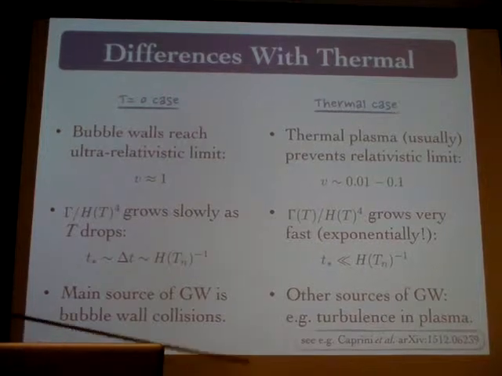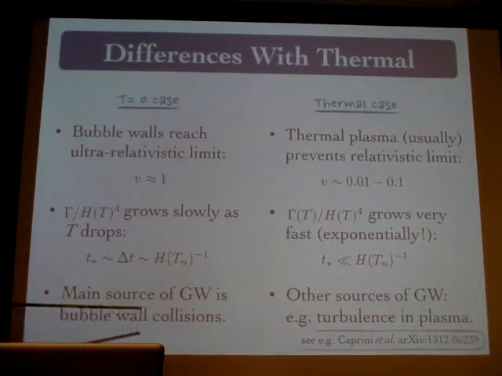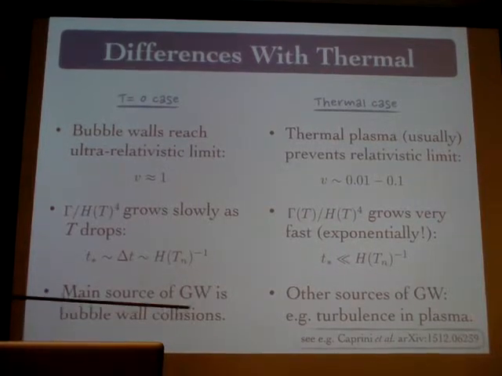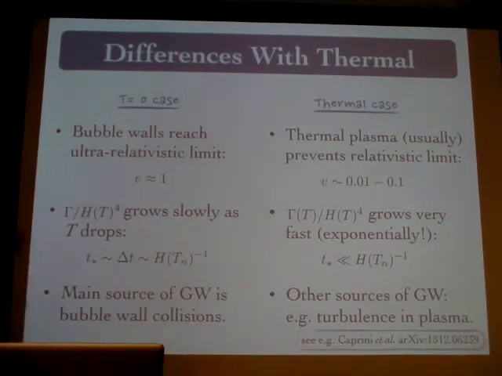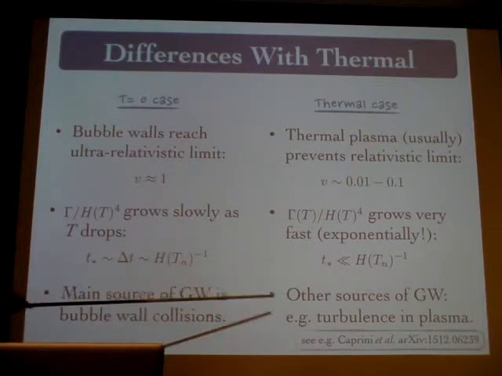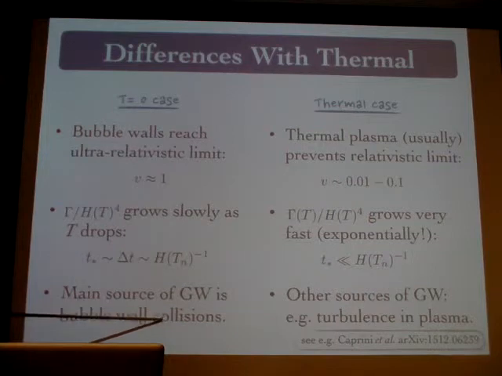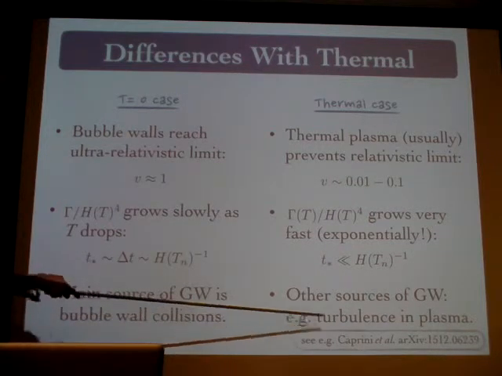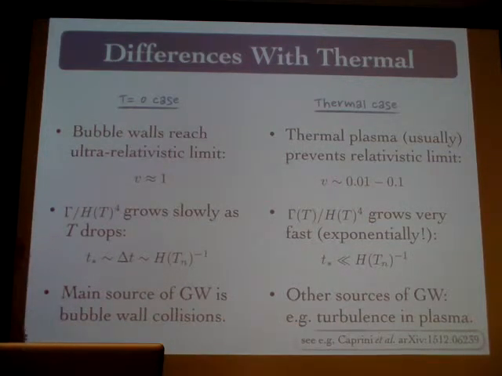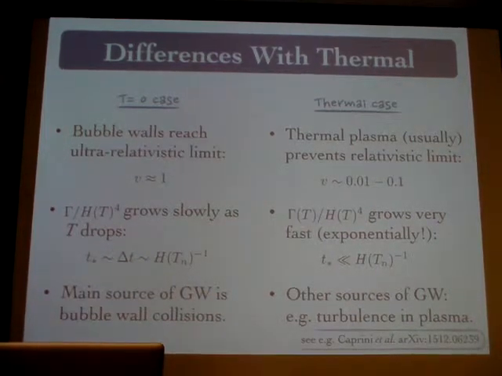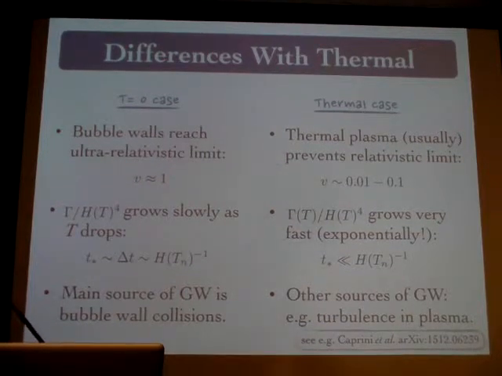Yeah, and then there's another important difference, which is that in the zero temperature case, the main source of gravitational wave emission is the collision between bubble walls. However, in the thermal case, there are also other sources, like turbulence in the thermal plasma, sound waves, and so on. And this typically tends to dominate over this type of source. The signal also has a different shape, so it's very easy to tell these two things apart just by how the signal looks.